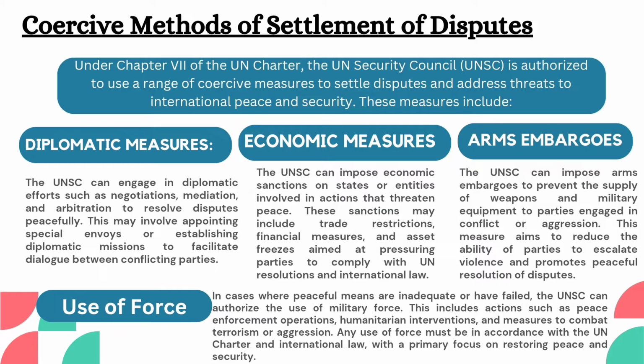Economic measures. The UNSC can impose economic sanctions on states or entities involved in actions that threaten peace. These sanctions may include trade restrictions, financial measures, and asset freezes aimed at pressuring parties to comply with UN resolutions and international law. Arms embargoes. The UNSC can impose arms embargoes to prevent the supply of weapons and military equipment to parties engaged in conflict or aggression. This measure aims to reduce the ability of parties to escalate violence and promotes peaceful resolution of disputes.